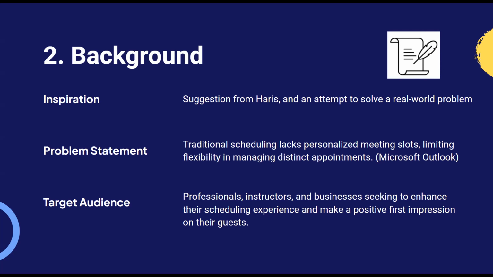And then for the problem statement, I would say that traditional scheduling tools lack personalization. So for example, with Microsoft Outlook, you cannot select the available time slot and then create a meeting link, for example. But Google Calendar has a new feature now. So I'm just taking Microsoft Outlook as an example.